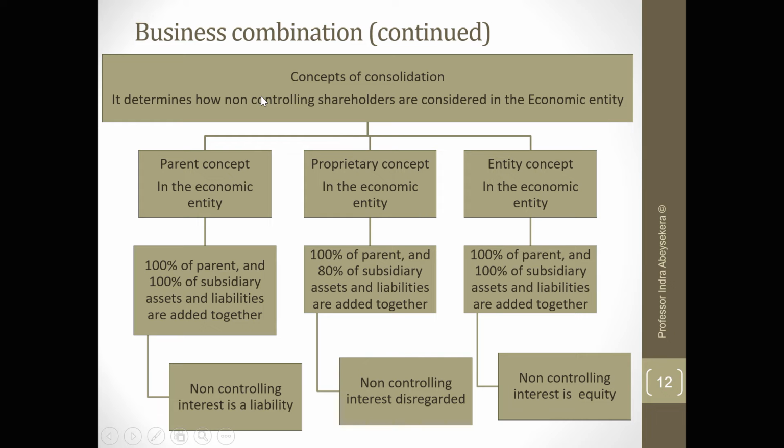In consolidating the two entities, combining the two entities, there are three approaches that we can use. They are called parent entity, proprietary entity, and entity concept. They differ as to how non-controlling shareholders are treated in a combined entity. Parent concept says that non-controlling interest is a liability. Proprietary concept says non-controlling interest should be disregarded. Entity concept says that non-controlling interest is equity.